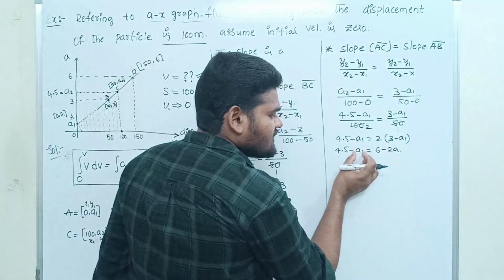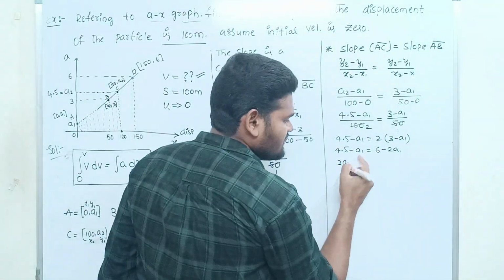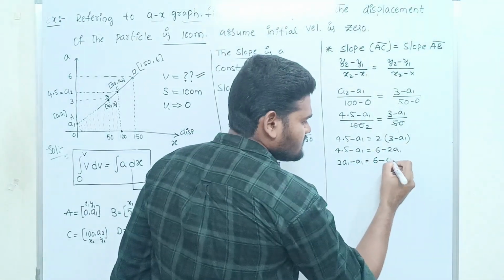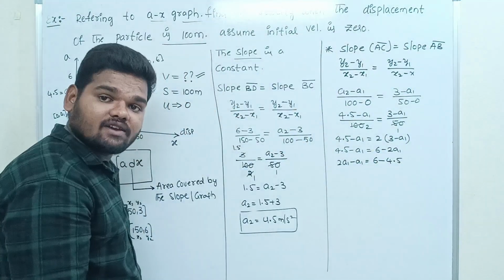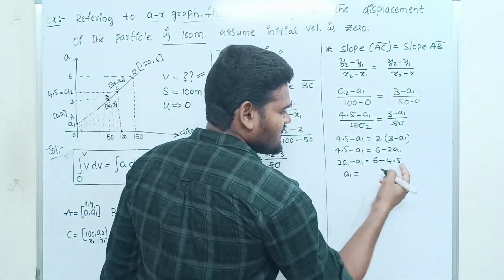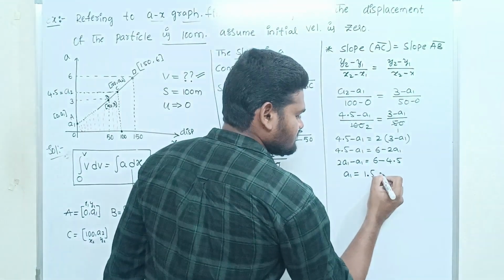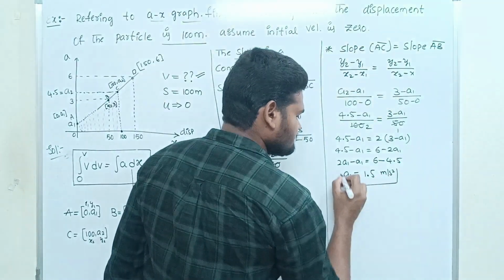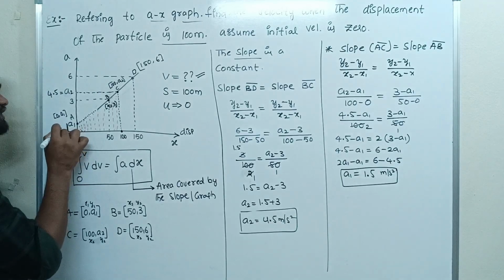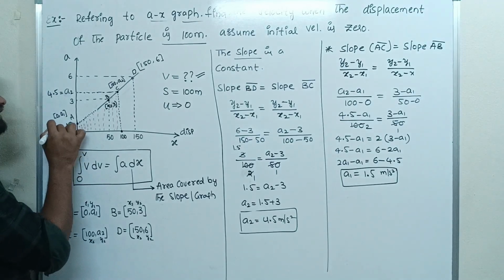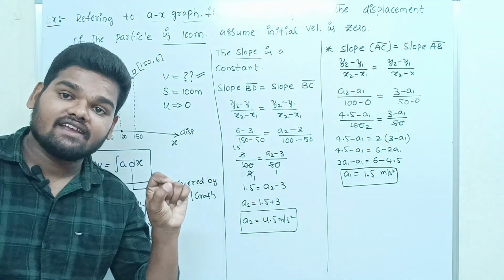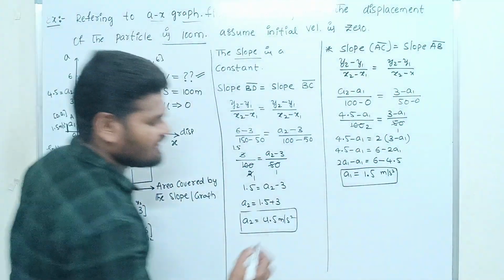Bring this minus 2A1 to this side. It becomes plus 2A1. Already here minus A1 is there. So 6. Bring this 4.5 to that side. It becomes minus 4.5. Are you getting? Simple mathematics, right? So 2A1 minus A1 is A1. 6 minus 4.5 is 1.5 meter per second square. So at this time, the value of A1 is how much? 1.5 meter per second square. Now I wanted to find the area covered by the slope. How to find? Have a look.